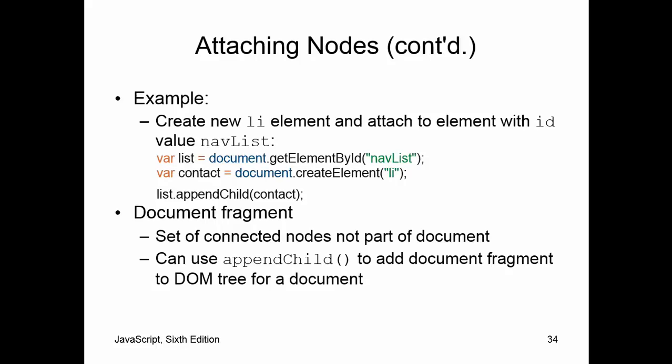So here's an example. As it says, it creates a new li element and attaches it to an ID with a value of navlist. Now, if you're going to do this, typically you might surround that with an if statement first and make sure that indeed that exists. Because if it doesn't exist, it's going to return null, and that won't make any sense.